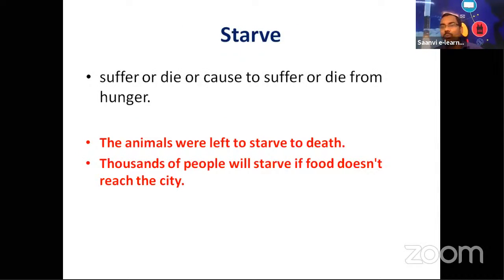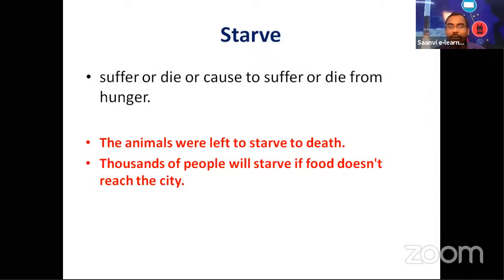See the next word, starve. What do you mean by starve? Suffer or die or cause to suffer or die from hunger. Starvation. The animals were left to starve to death. It means the animals were left without giving any food. So slowly what is going to happen? They will die. Starvation, hungry.